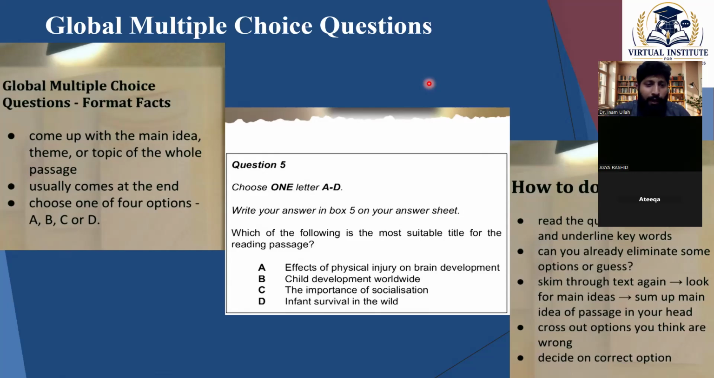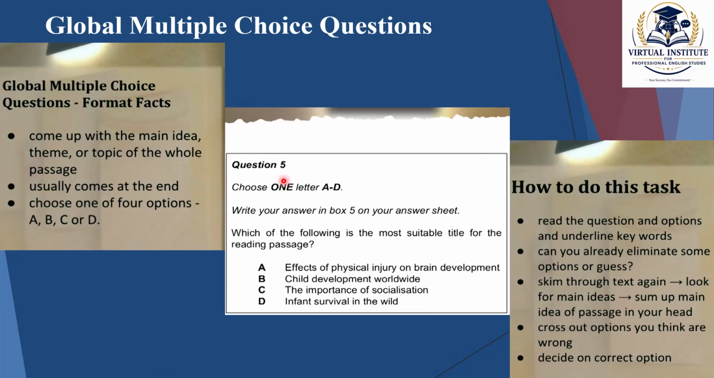Okay. Then out of four options, you will have to choose one of the options in multiple choice questions. So this is something simple. We all know it, right? Now, if we look at an example here, question number 5, the instructions are to choose one letter from A to D. Then another instruction is to write your answer in box 5 on your answer sheet. Now the question is, which of the following is the most suitable title for the reading passage?